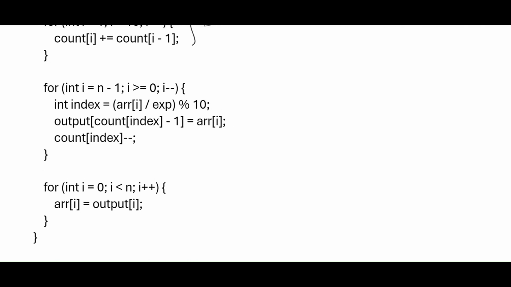Now the next loop. What does this loop do? This loops through the array in reverse to ensure the stability of the sorting. Means it will make the sorting more stable. It places each element in its correct position in the output array based on the count array and decreases the count for the digit. Here you are counting the index value and the output value. The value is inserted at the correct index, according to the sort.